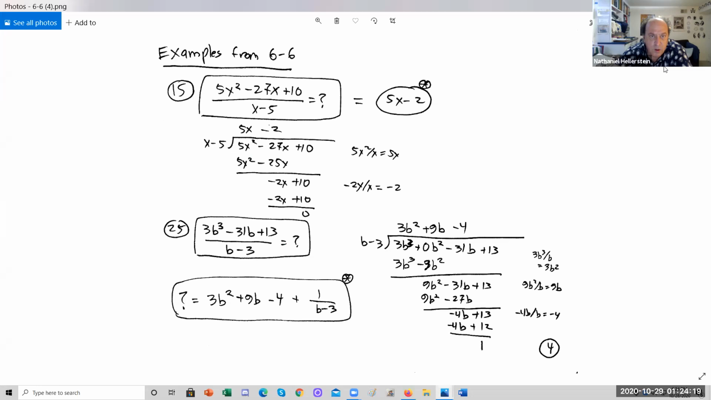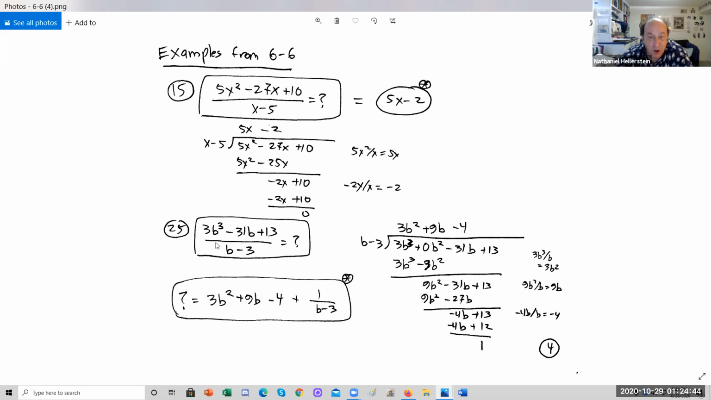So here we do examples from 6.6. 5x squared minus 27x plus 10 over x minus 5. What's the ratio? Well, all right. Oh dear, I guess I should have done this by synthetic division. Well, doing it by long division, we get 5x minus 2.